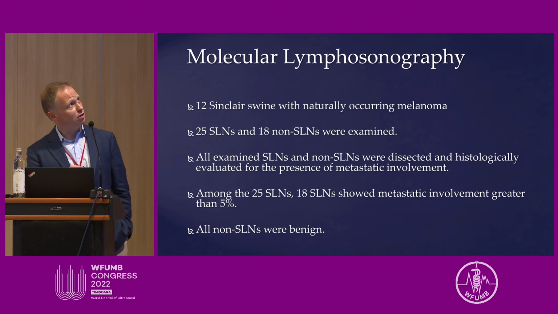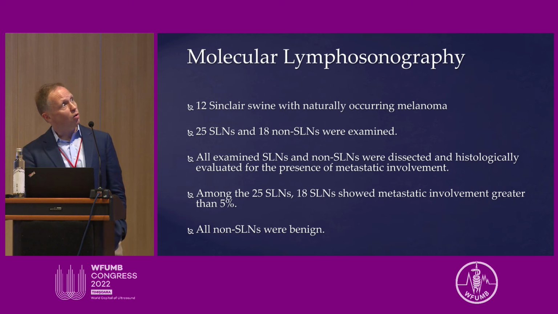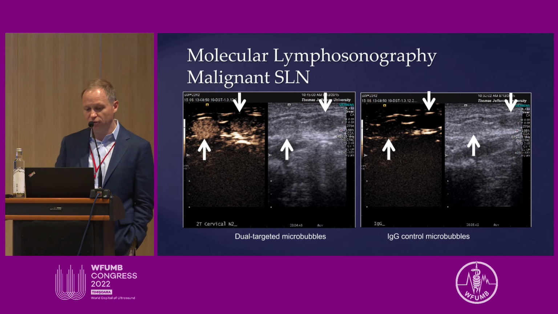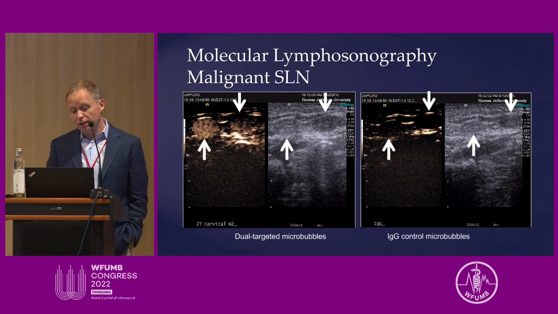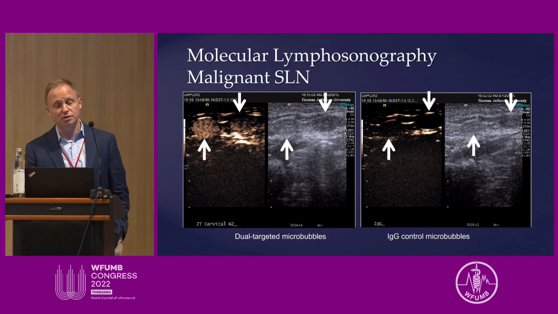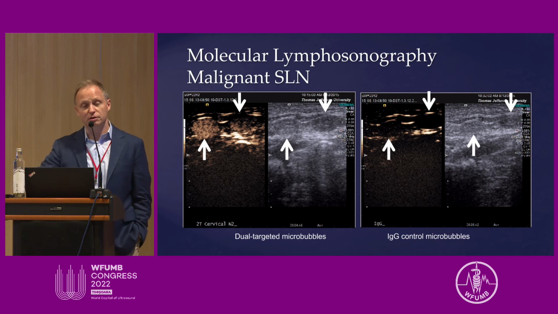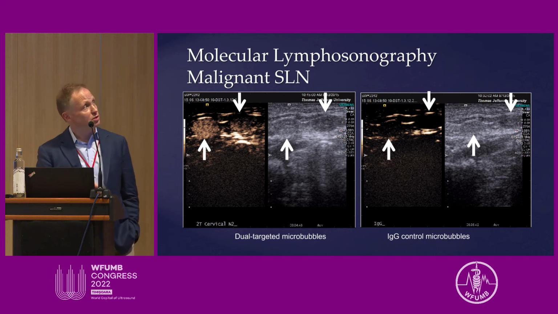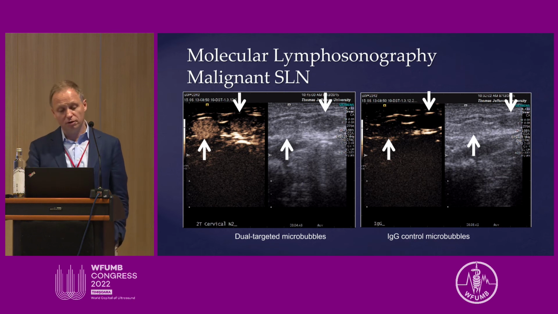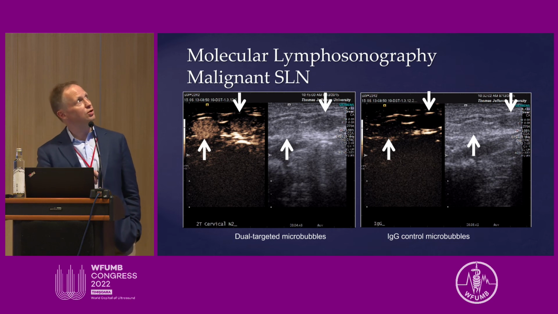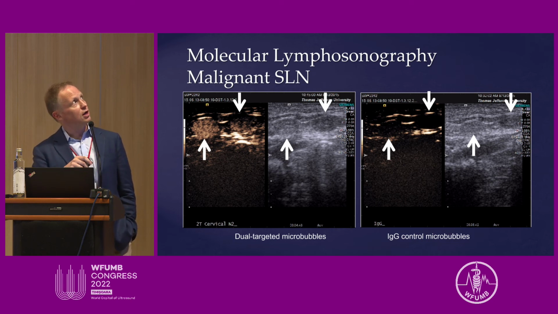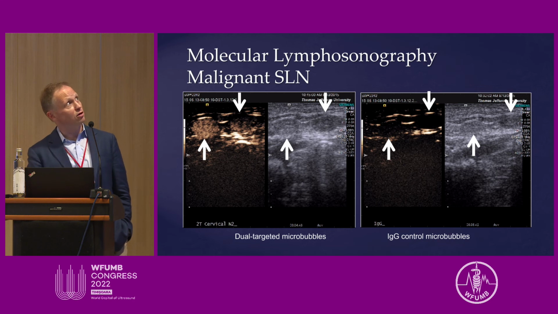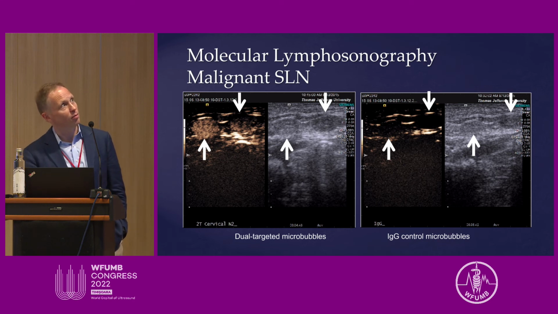We had 25 sentinel lymph nodes and 18 non-sentinel lymph nodes that we examined. All of them were surgically removed and analyzed for amount of metastatic involvement. And actually with this technique, with molecular ultrasound, after you find your lymph nodes with lymphosonography, our results were pretty good. We used dual targeted microbubbles targeted to VEGF receptor and P-selectin, and you can see that those metastatic lymph nodes retain a large amount of targeted microbubbles.